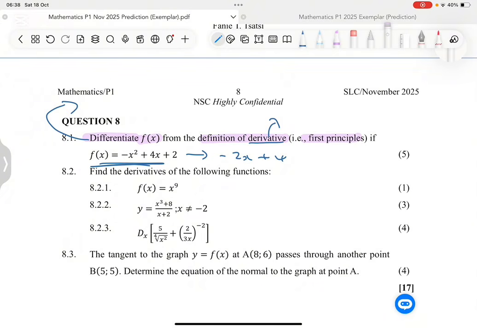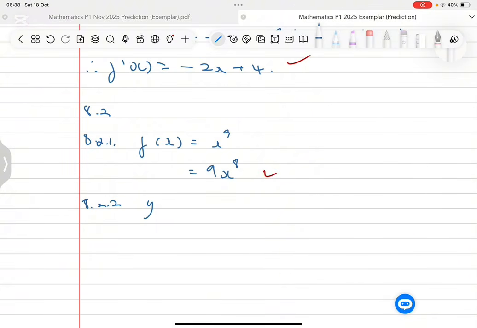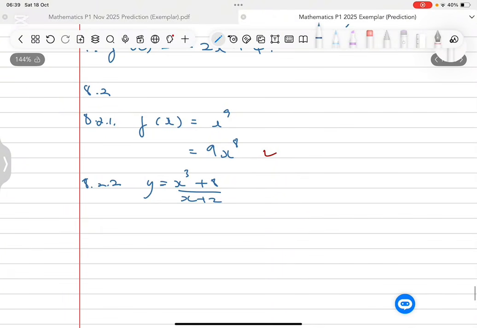8.2.2, we are given y is equal to x to the power 3 plus 8 all over x plus 2. When you look at this question, you can see at the top here that we have what we call the sum of cubes. We're actually dealing with the sum of cubes.